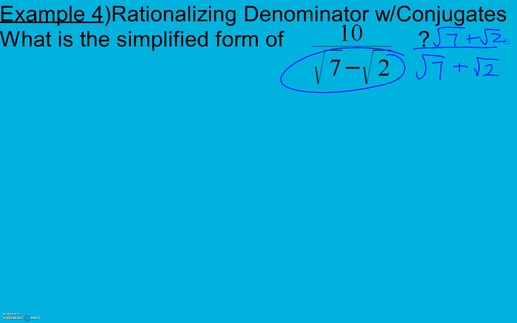So again, to find the conjugate, I keep my first term exactly as it's written. I keep my last term, I just change the sign in the middle. So instead of being a negative square root of 2, it's a positive square root of 2. Now, I can distribute or FOIL. However, I need to multiply. So in my numerator, I have 10 square root of 7 plus 10 square root of 2.